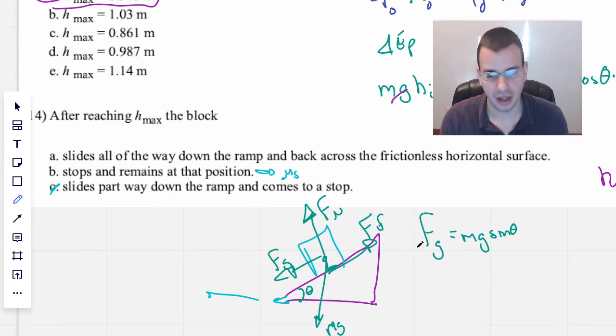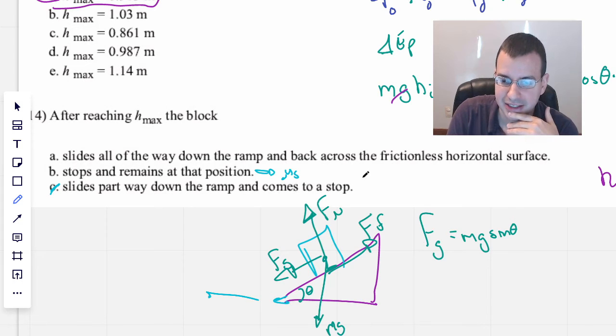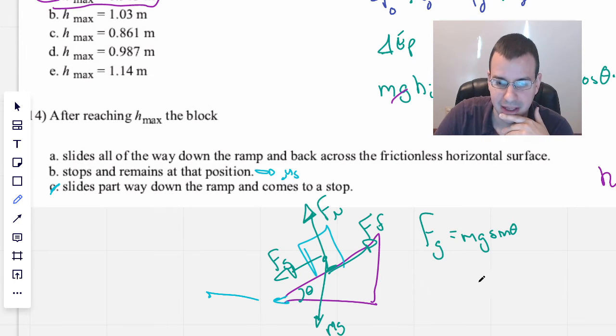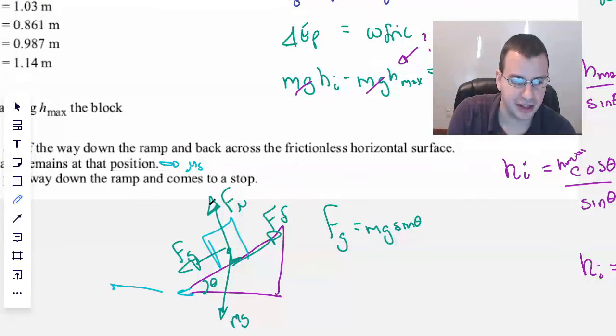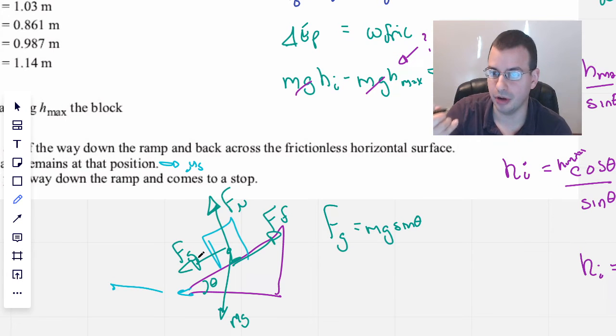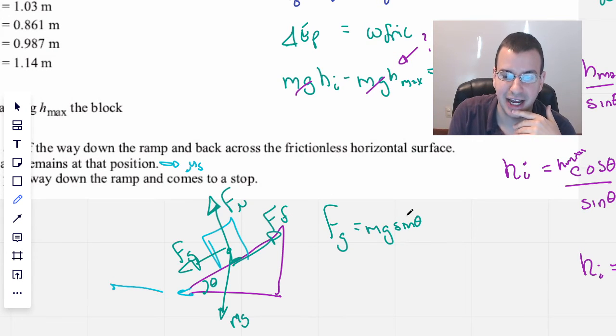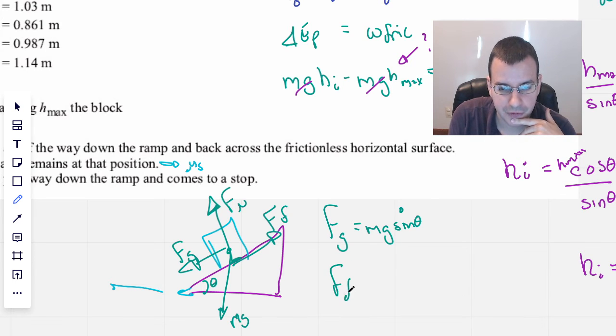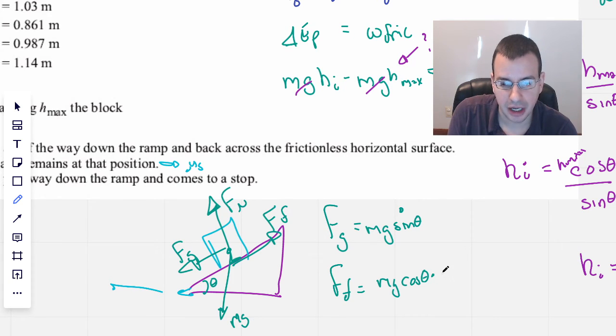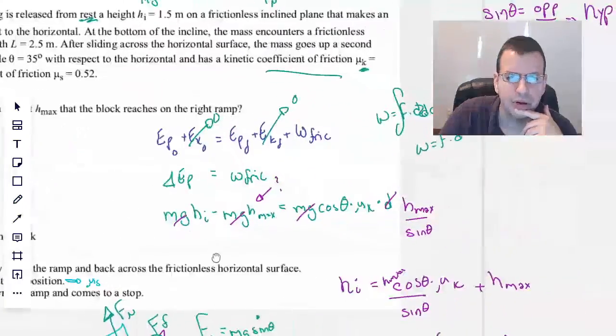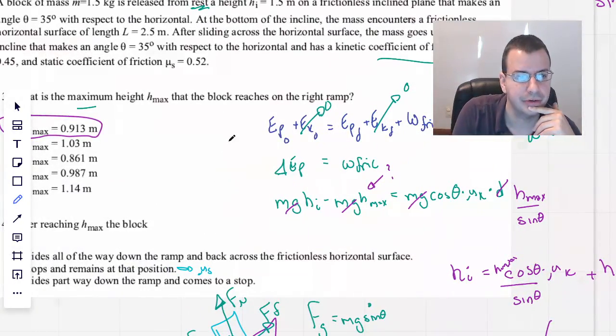You can if you will. I recommend not, because it gets confusing enough that you might make a mistake, and you're much better off just memorizing that the force of gravity going down a ramp is going to be mg sine theta. I like to remember sine for sliding. Okay, force friction will be mg cosine of theta times the coefficient of static friction, which is, I think, 0.52. 0.52 right there.